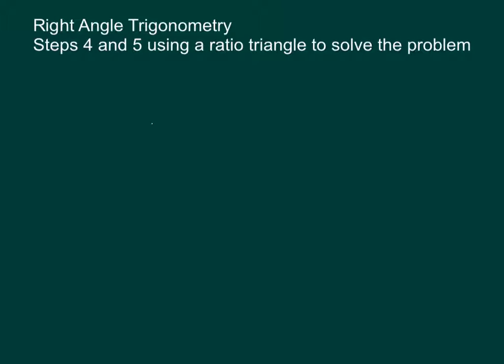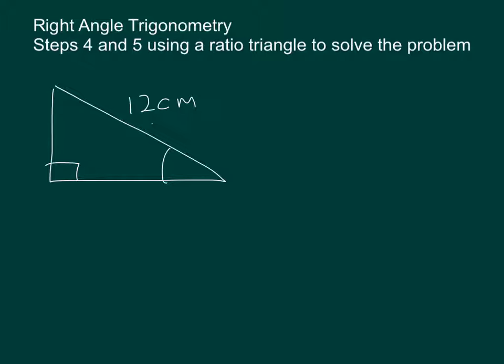In this video we're going to work our way through the last two steps of right angle trigonometry and solving the problems. And so probably the best way of going through this is to go through an example. So let's start off with our right angle triangle. And let's say we've got our right angle there and we've got a hypotenuse of 12 centimetres. We've got an angle of 20 degrees and we're trying to find x down here.